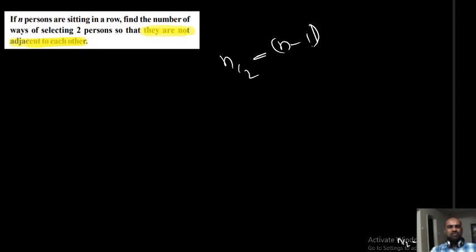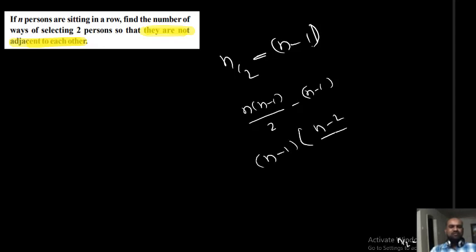Or sometimes you can simplify. nC2 means n into (n minus 1) by 2 factorial, minus (n minus 1). You can take (n minus 1) common: n by 2 minus 1, which is (n minus 2) by 2. So (n minus 1) into (n minus 2) by 2 ways you can select.